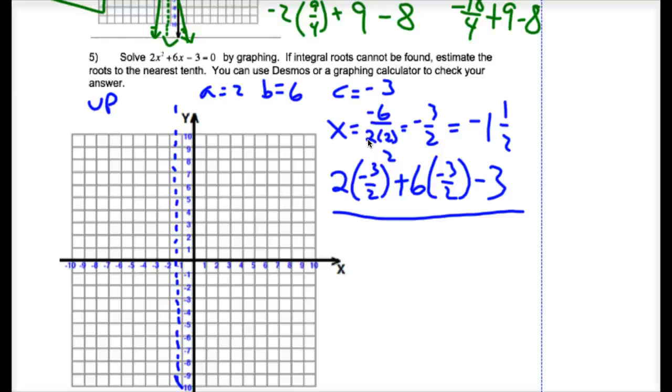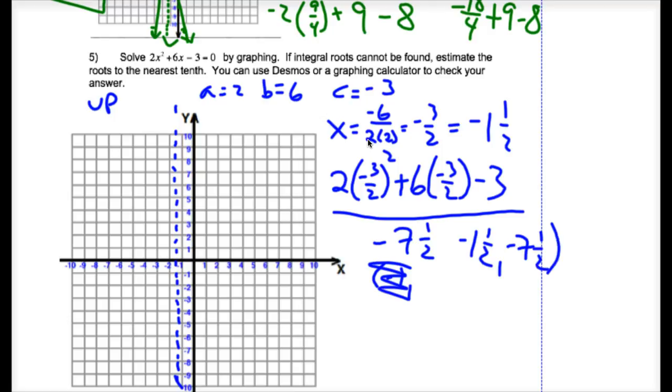Negative 3 equals... Is negative 7.5 not the same thing, though? Hey guys, you should get -7.5 for your y value. Did everybody get that? Okay. The vertex is at -1.5, -7.5. Graph it. It's down here, -1.5, -7.5.